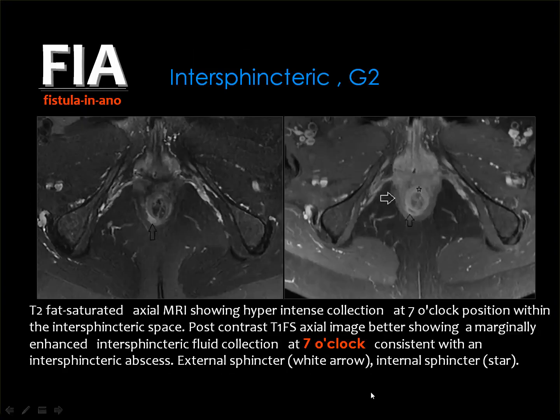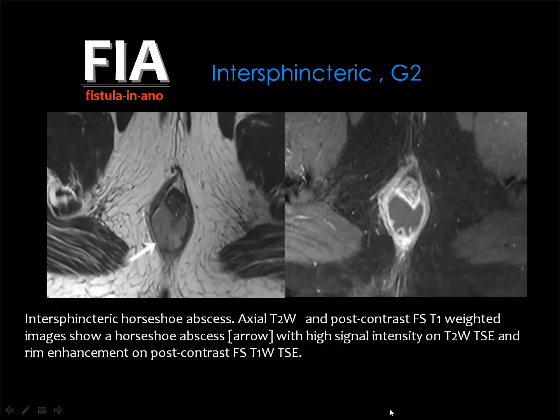But if you inject contrast material, this is a different example where you see an intersphincteric fistula at 7 o'clock. And if after injection of contrast, you get a marginally enhanced lesion, this is an abscess. An abscess or side branch makes the grading grade 2 instead of grade 1.